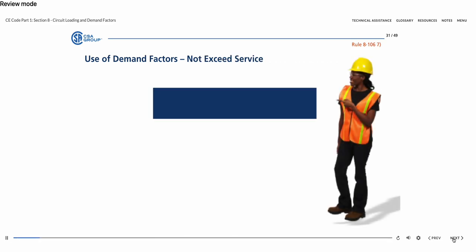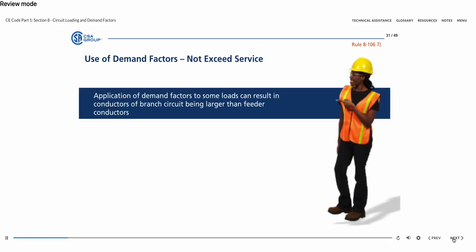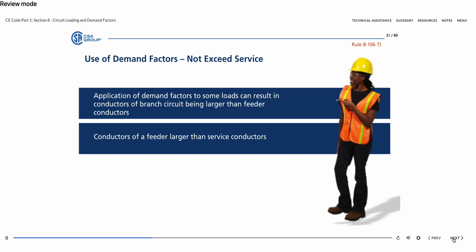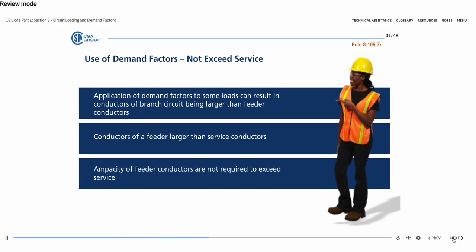This rule points out the fact that the application of demand factors to some loads can result in the conductors of a branch circuit being larger than the feeder conductors, or the conductors of a feeder being larger than the service conductors. In such cases, the ampacity of feeder conductors is not required to exceed that of the service conductors' ampacity, and the ampacity of the branch circuit conductors is not required to exceed the ampacity of the feeder conductors supplying such branch circuit.